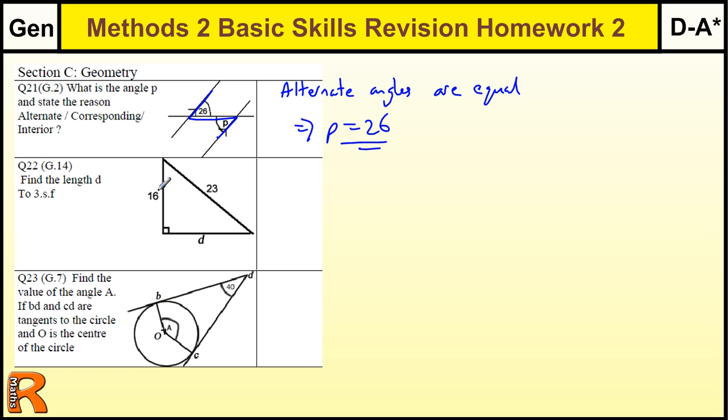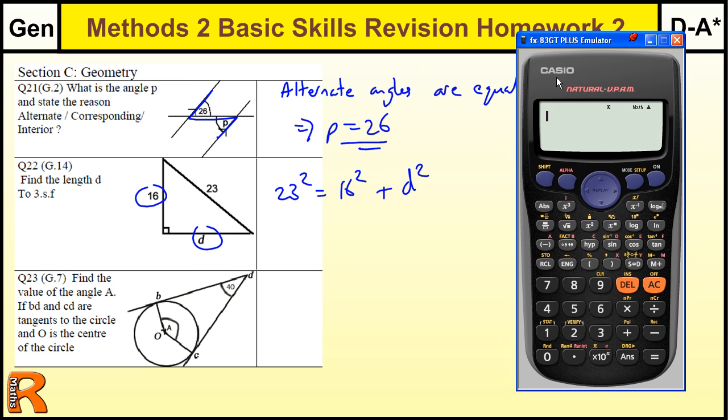This question, right angle triangle, missing side, it's Pythagoras' theorem. That tells us that the square of the hypotenuse, 23 squared, is equal to these two squared, so 16 squared plus D squared. So these two added together. 23 squared, let's bring in the calculator. 23 squared is 529. 16 squared, I think that's 256, let's just check. Yep, 256 plus D squared.